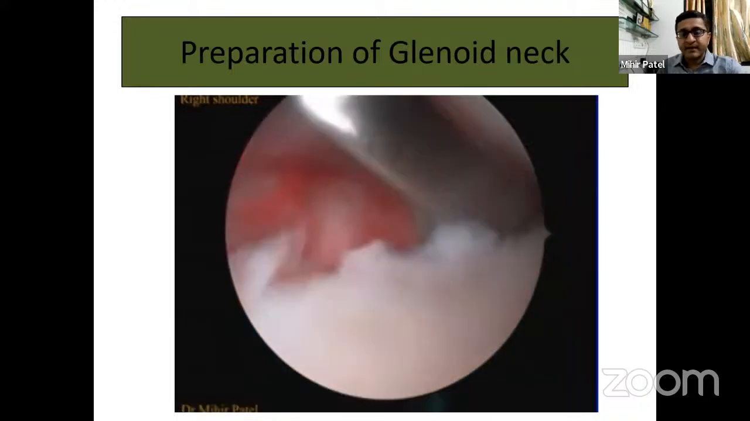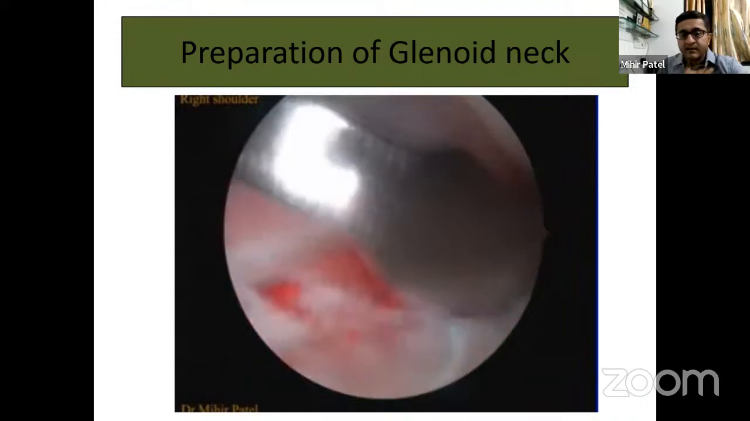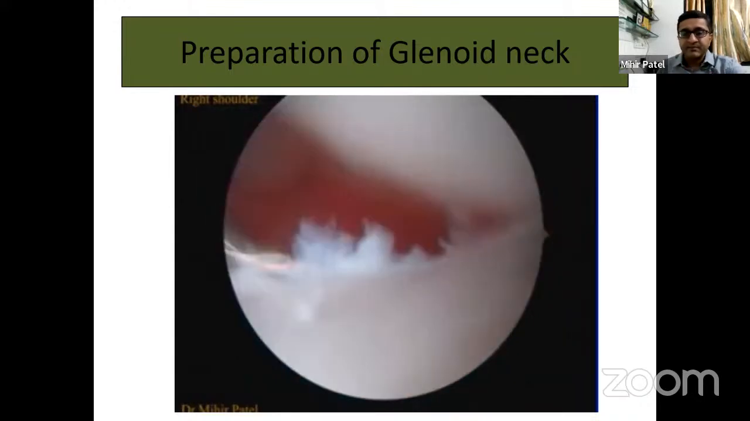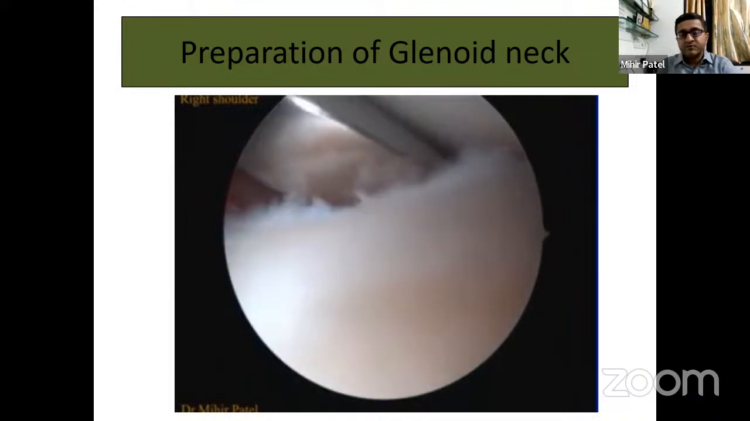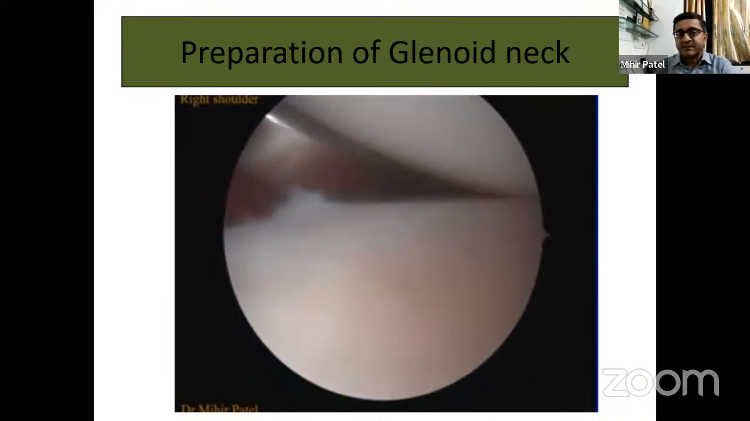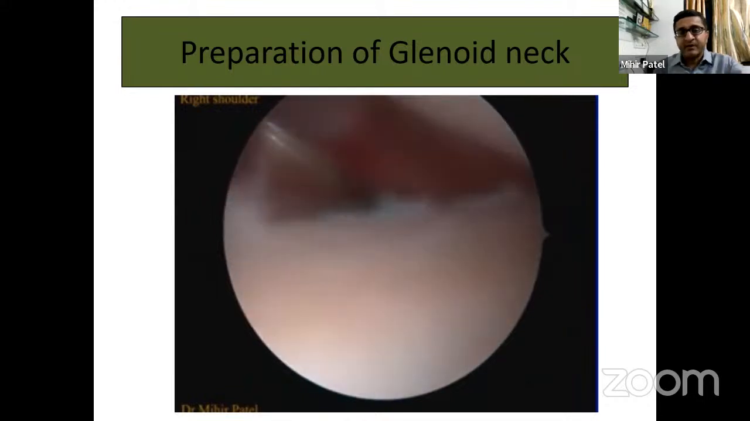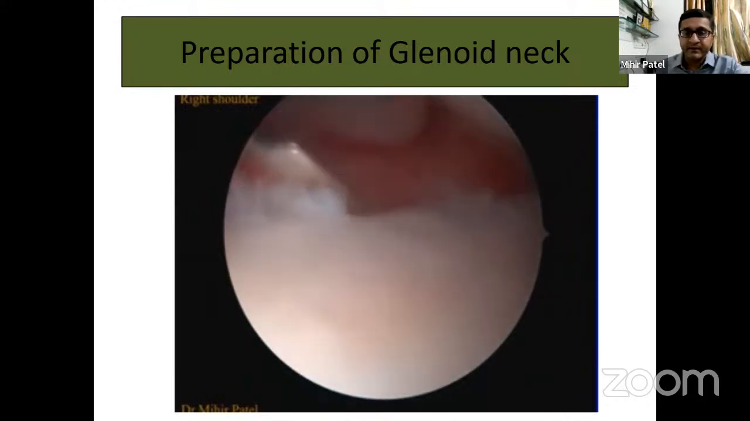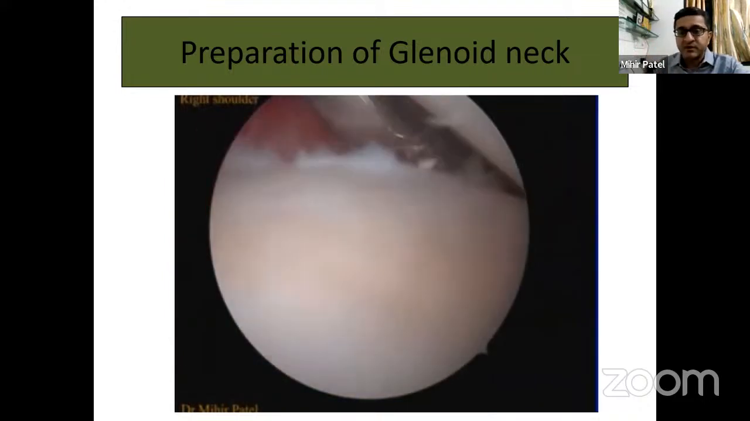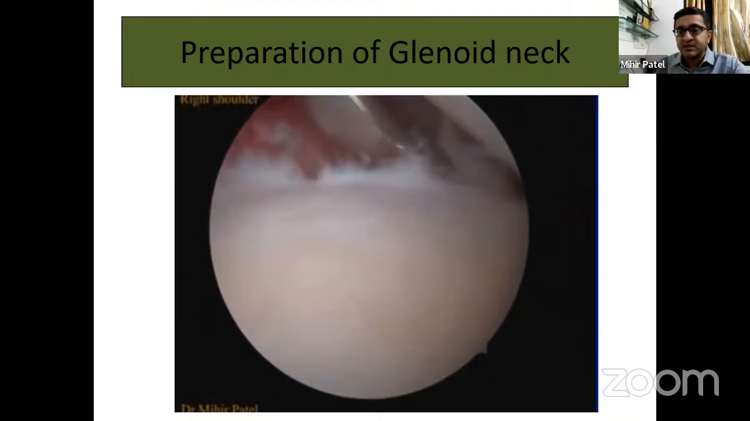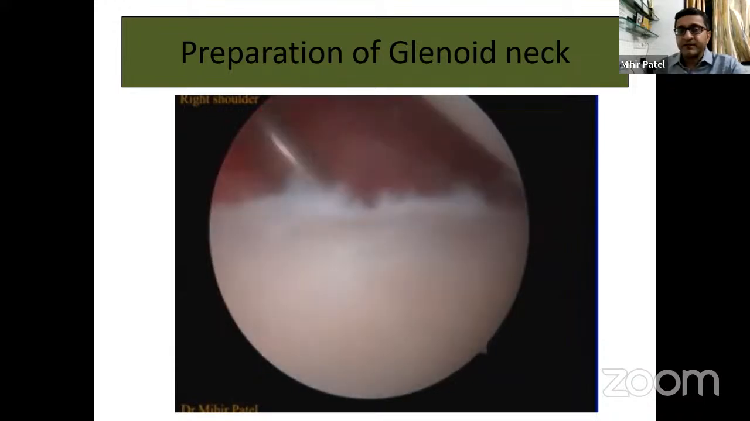So the elevator then enters from the anterior superior portal, separating the labrum from the neck of the glenoid, thus removing all the adhesions. The aim of this procedure is to see the fibers of the subscapularis. That basically tells us the end point of the separation of the labrum from the glenoid. Also, the end point is where the labrum automatically floats up to the surface of the glenoid. That means you've removed all adhesions of the labrum from the neck of the glenoid.